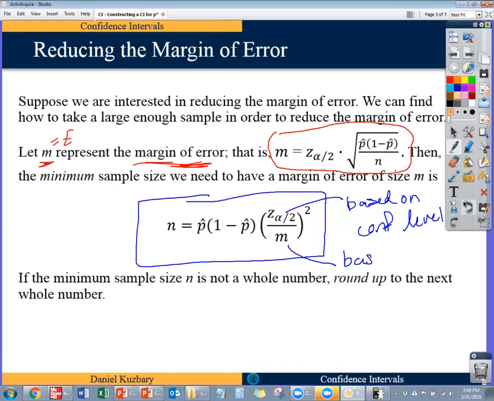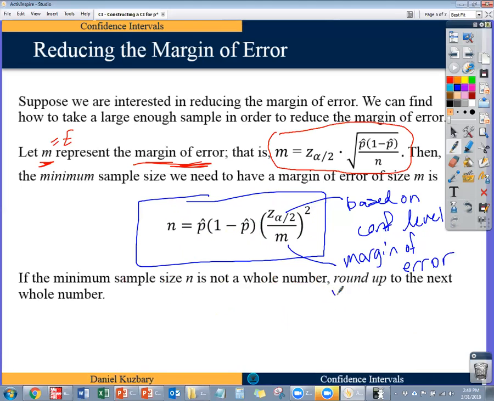So this is your margin of error. And you go into this problem saying, I want my margin of error to be like 0.5 or something smaller than that. And I want my confidence level to be something. Notice you square all this stuff, and then you multiply it times p hat times 1 minus p hat. And then you're probably going to end up with a number with a decimal at the end.